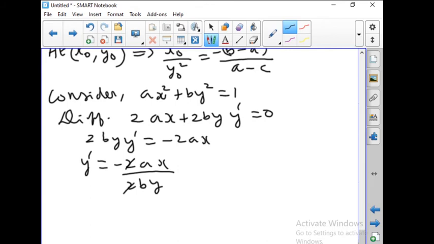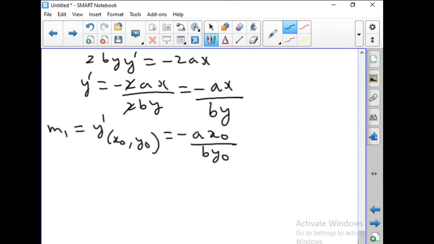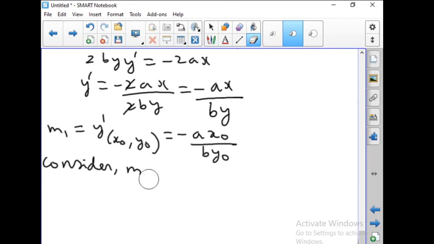The 2 cancels, so you get minus ax by by. Okay, so what is m1 then? m1 is nothing but y dash at x naught comma y naught. So what will come? Minus a x naught by b y naught. So then consider the second curve.